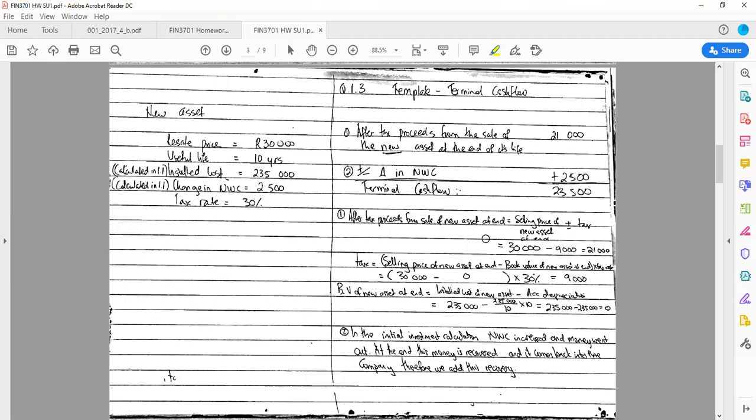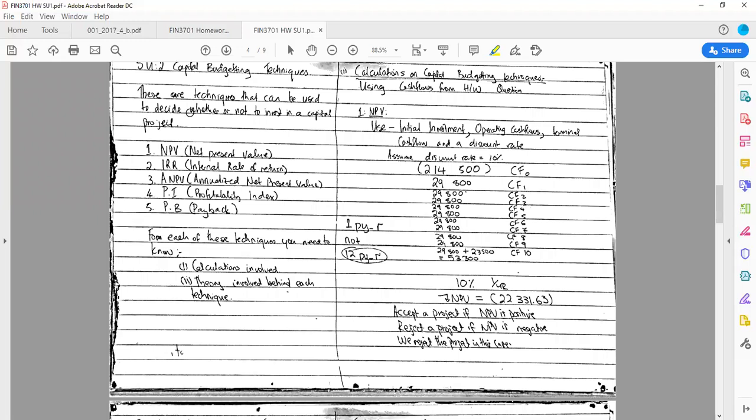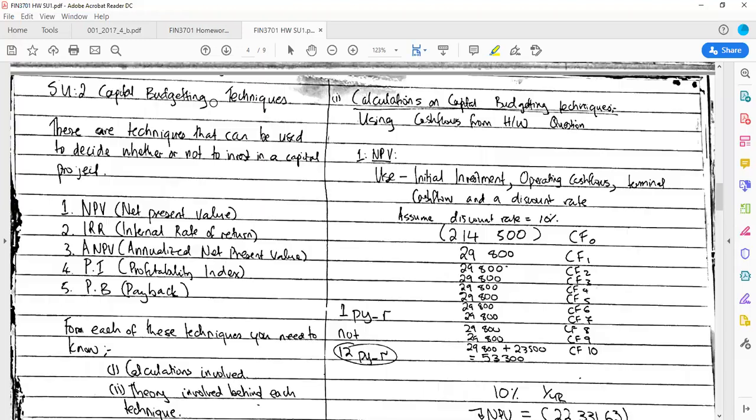Right. This video is going to focus more on capital budgeting techniques. Let's say we've calculated the cash flows associated with our project. The next thing we have to do is to decide whether or not to invest in the project. So we have what we call capital budgeting techniques.